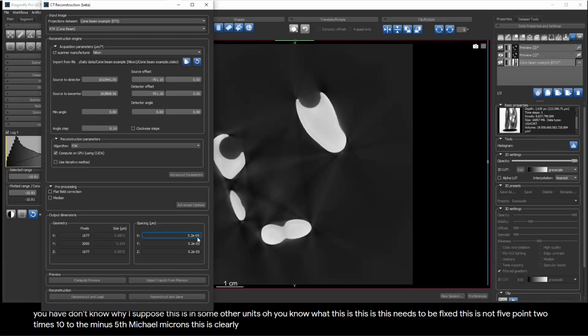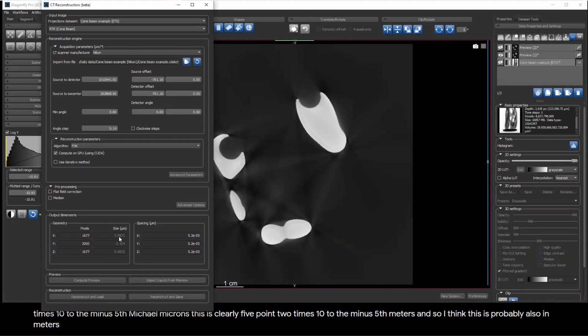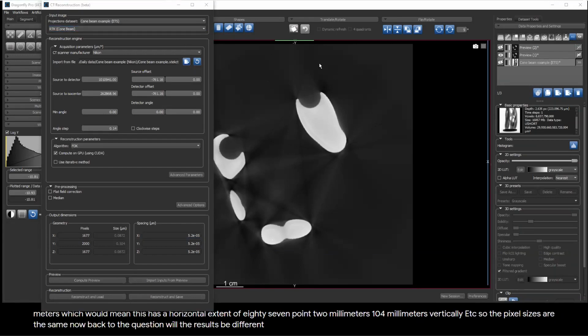This is clearly 5.2 times 10 to the minus fifth meters. And so I think this is probably also in meters, which would mean this has a horizontal extent of 87.2 millimeters, 104 millimeters vertically, etc. So the pixel sizes are the same. Now back to the question, will the results be different?